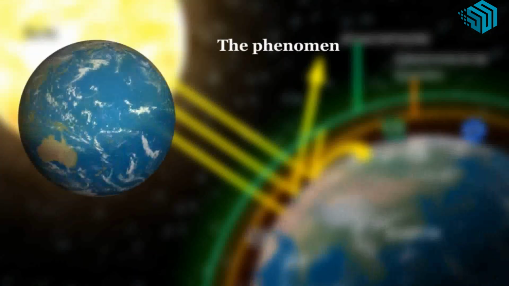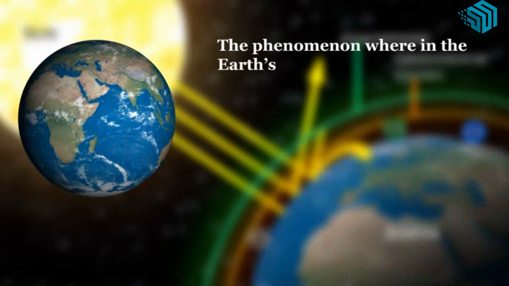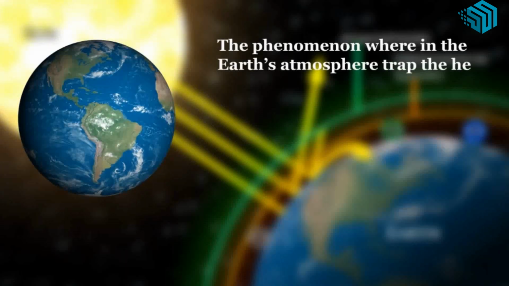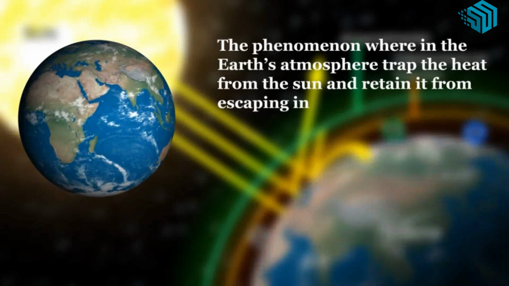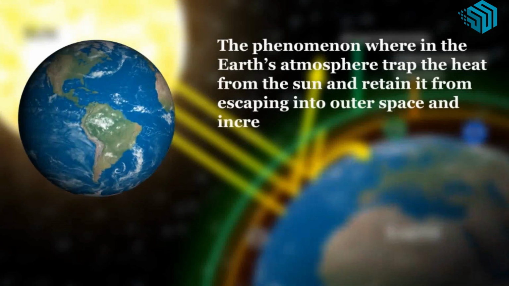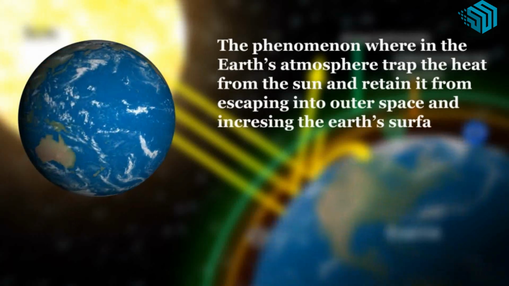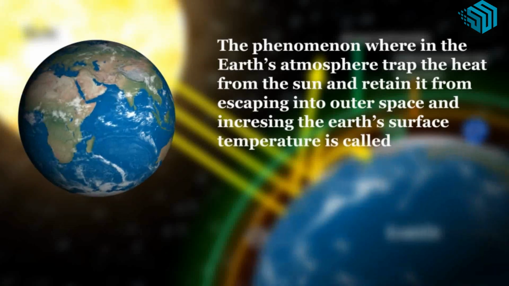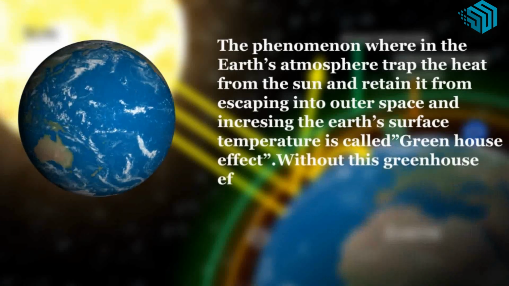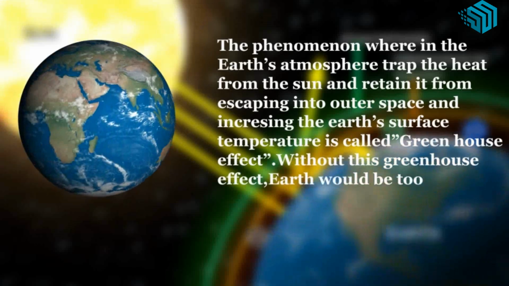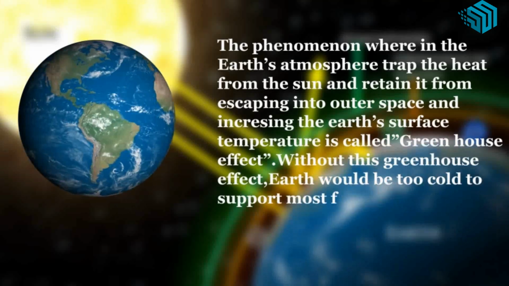The phenomenon where the Earth's atmosphere traps the heat from the sun and retains it from escaping into outer space and increasing the Earth's surface temperature is called greenhouse effect. Without this greenhouse effect, Earth would be too cold to support most forms of life.